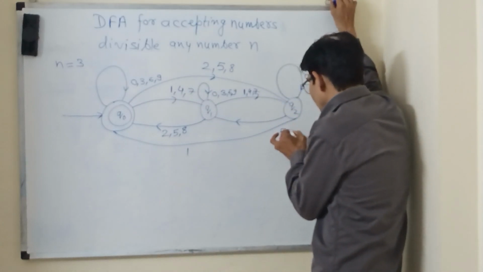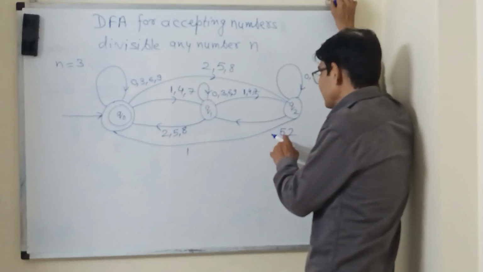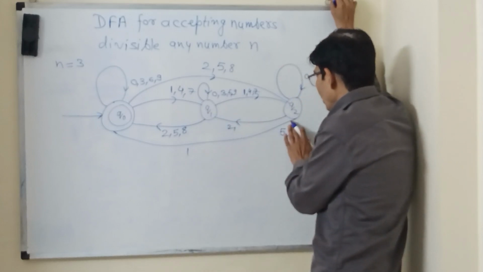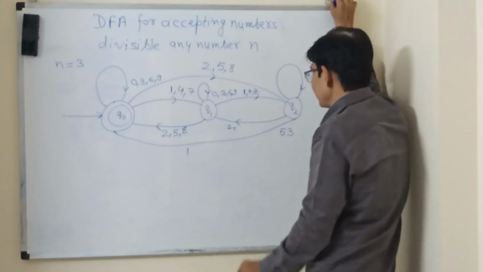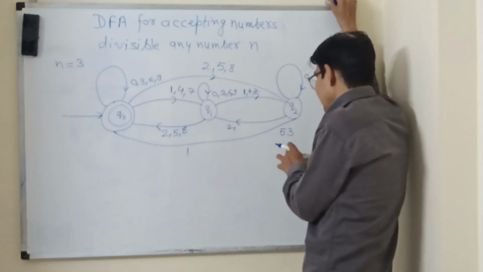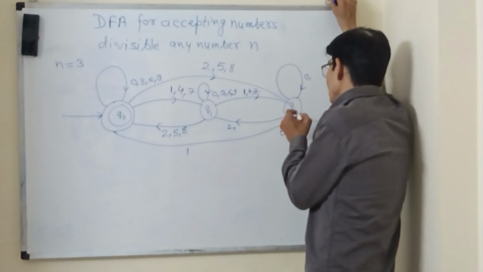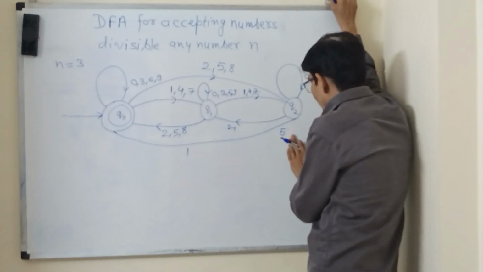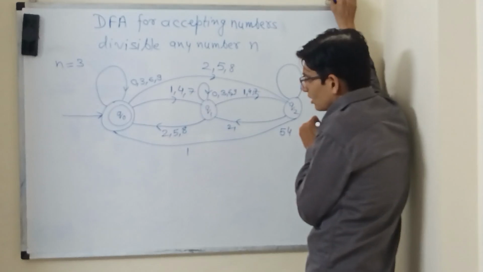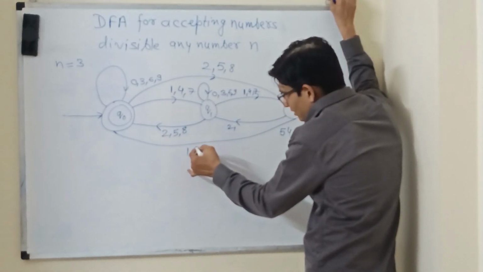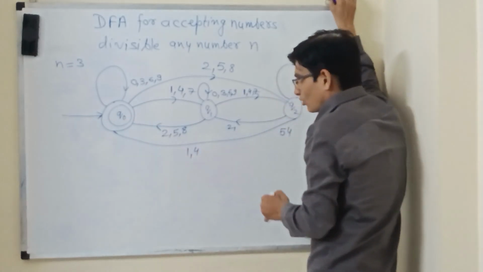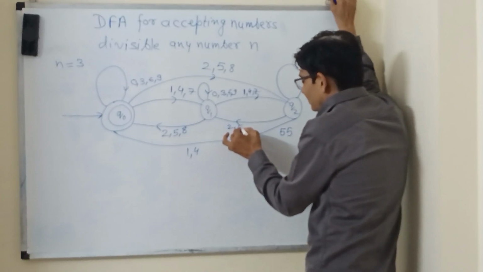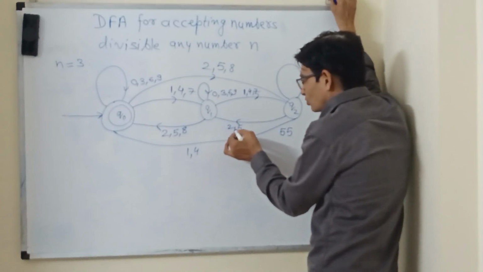Now, on applying 2, it becomes 52. So that gives us remainder 1. So on applying 2, we are reaching Q1. On applying 3, we are getting 53 and it is giving us remainder 2. So we stay on the same state Q2. Then on applying 4, we have remainder 0. So we will reach Q0 on applying 4. Now on applying 5, we are getting remainder 1. So I can write here on this transition, 2 comma 5.